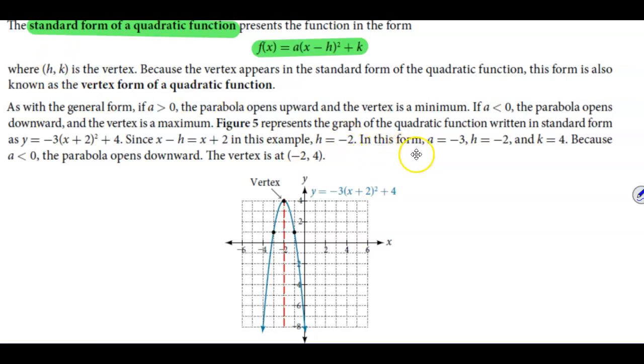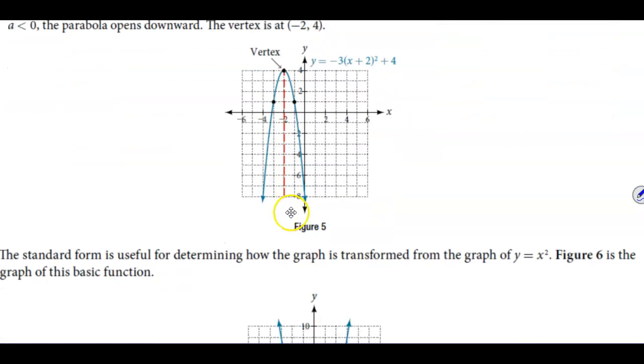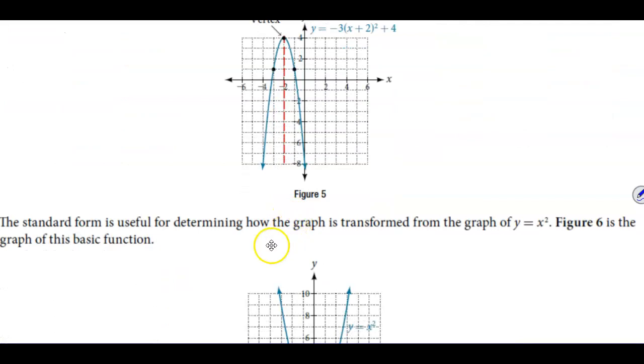So in this form, we know that a is equal to -3, we know that h is equal to -2, and we know the value of k is equal to 4. And again, because a is less than 0, the parabola opens downward, and so we have a vertex located at -2, 4.